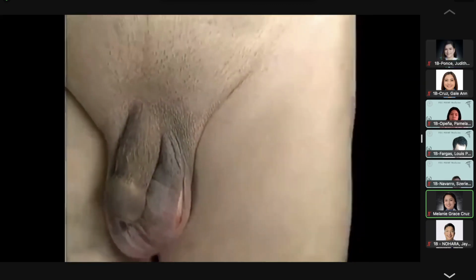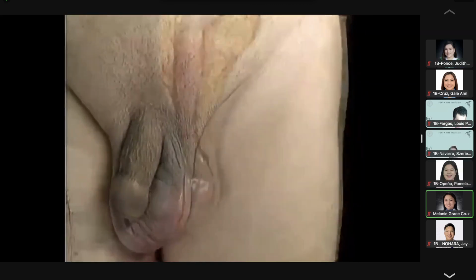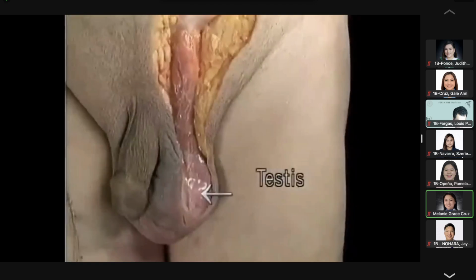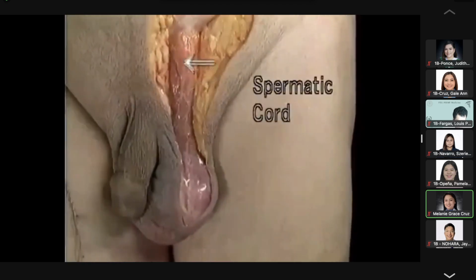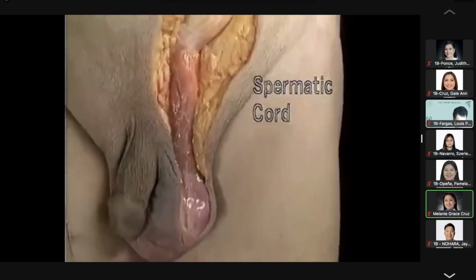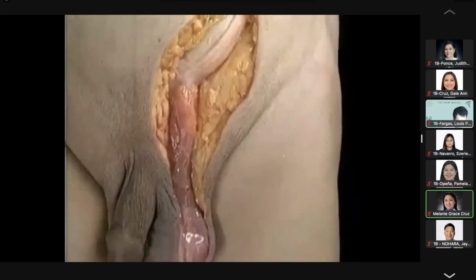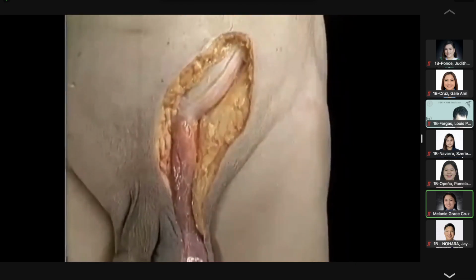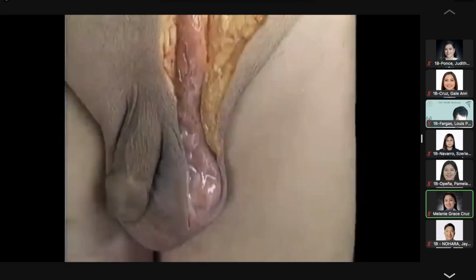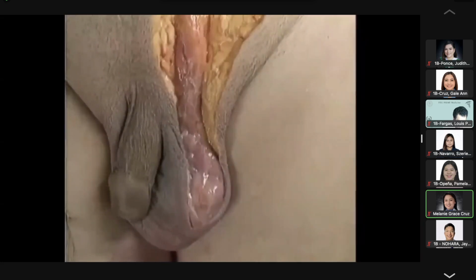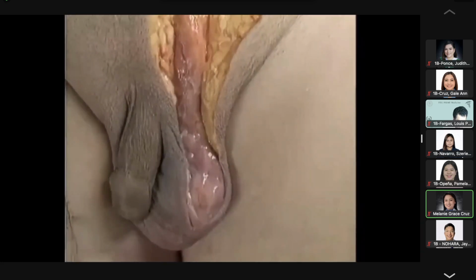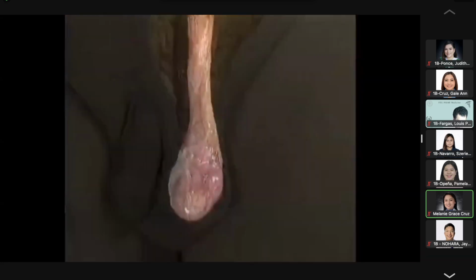To see the contents of the scrotum, we'll further divide the skin and subcutaneous tissue along this line. Here's the testis, protected by a number of covering layers. Here's the spermatic cord. The spermatic cord passes upwards, then laterally to enter the inguinal canal, which is here. To see the testis and its surrounding layers more clearly, we'll take everything else out of the picture.